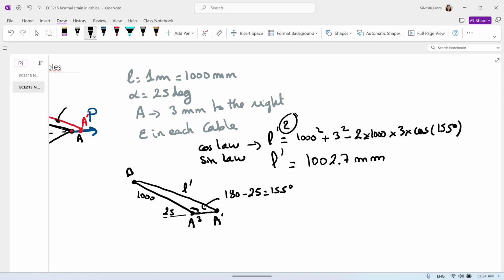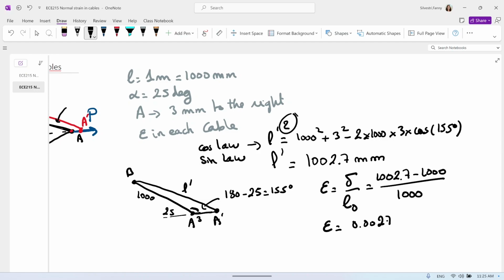So now that we have the new dimension of the cable, don't forget that for the strain, what we need is a difference, a delta. So we have epsilon equal delta divided by L naught. So that will be 1000.27 minus the 1000, divided by the 1000, the original length. So epsilon equals, that's very easy, 0.0027 or 0.27%. So that would be your strain in each cable.